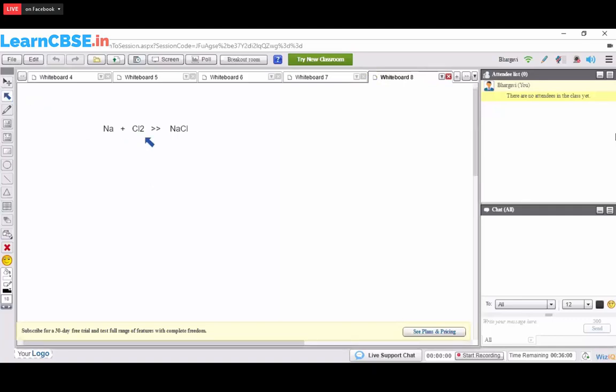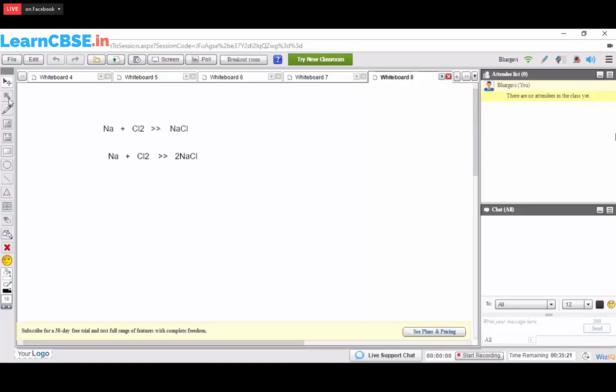Na plus Cl2 gives NaCl2. So NaCl, sodium reacts with chlorine to form the sodium chloride. Okay. So now in this case, the reactant side has only 1 sodium atom, and the product side has 1 sodium. And the reactant side we are having 2 chlorine, and the product side we are having only 1 chlorine. Okay. So now we have to balance the chlorine first. Have to place the 2 in front of the NaCl. So Na plus Cl2 gives 2NaCl.